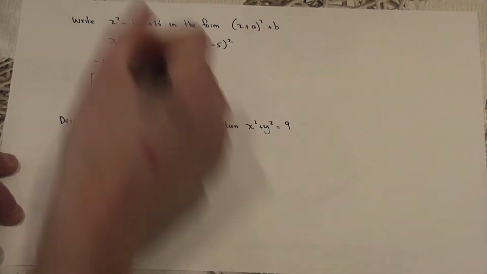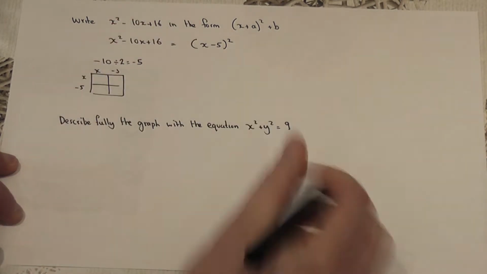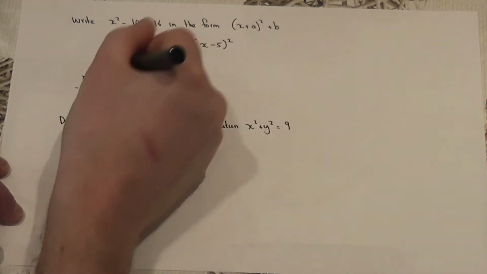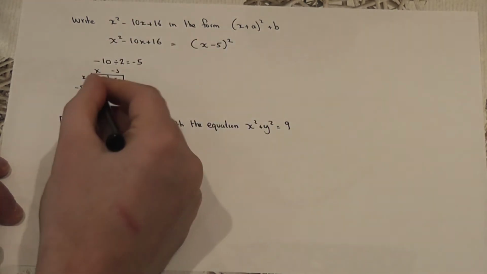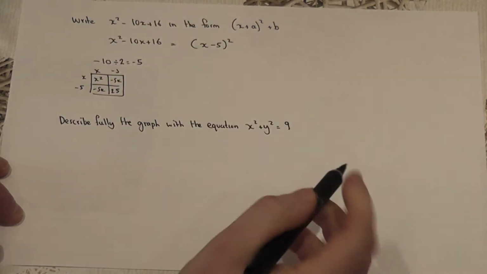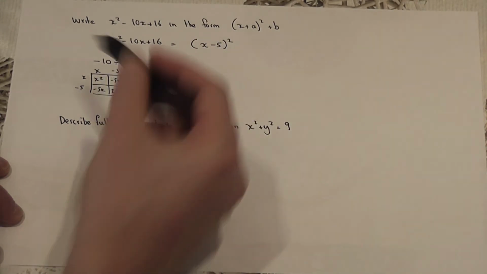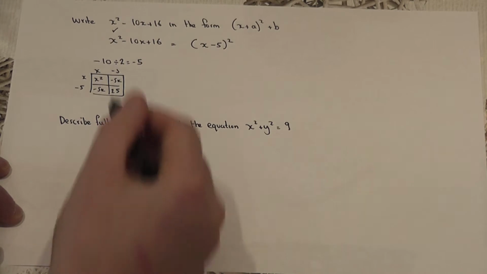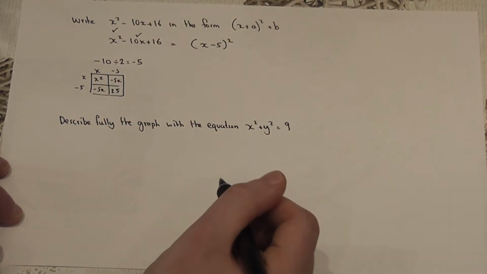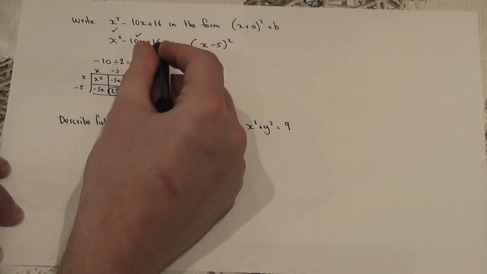x minus 5 squared means (x minus 5) times (x minus 5), which is x squared, take away 5x, take away 5x, and minus 5 times minus 5 is positive 25. So when you expand this, you get the x squared term, minus 5x take away 5x is indeed negative 10x. However, I get a 25 and only want 16.